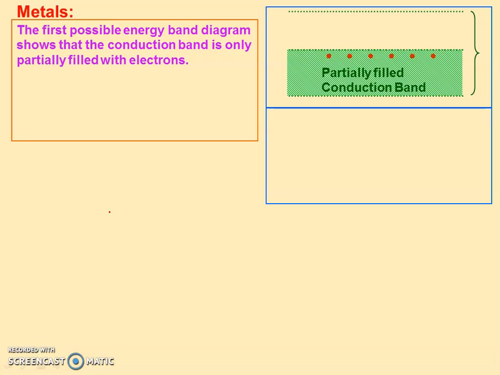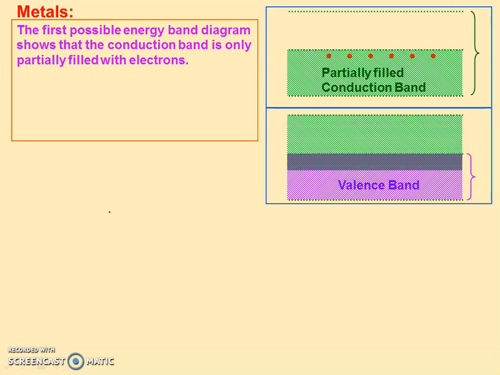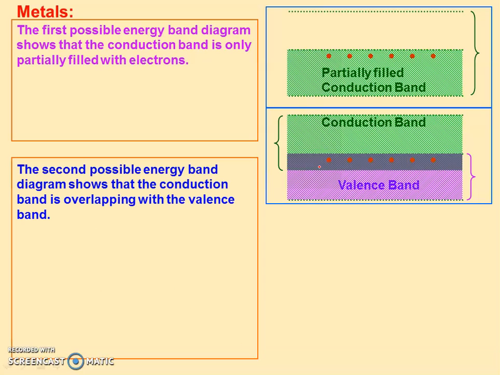We are talking about at the low temperature. Now the second possibility is that there is a conduction band overlapping on the valence band. It means there is no gap between valence band and conduction band, since the conduction band is overlapping on the valence band. So the electron is existing in both the bands, right? So the second possible energy band diagram shows that the conduction band is overlapping with the valence band.